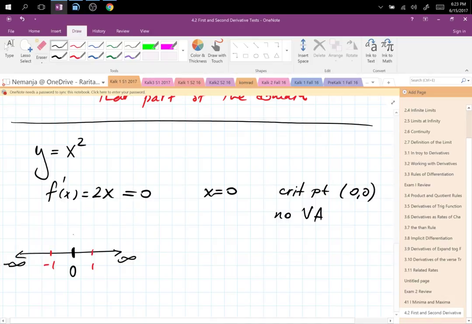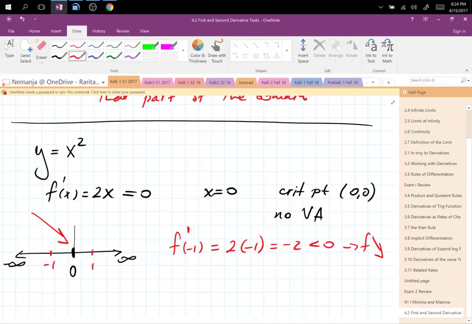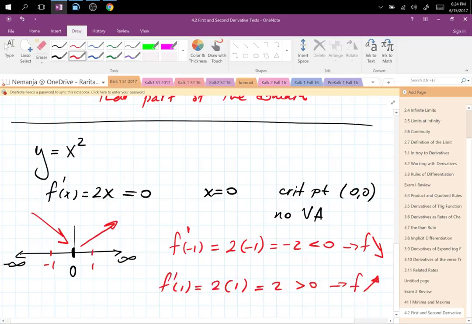And we do the first derivative test by taking the test point and plugging it into the derivative. So we see that the function is decreasing to the left of 0 because the first derivative was negative. And then f prime at 1 is 2 times 1, which is positive 2, which is larger than 0, which tells us that f goes this way, which is that.